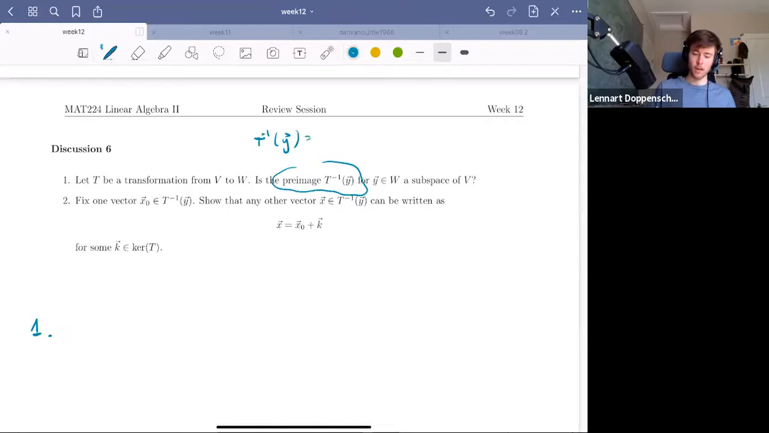This is defined to be all the x in V. So first of all, T is a transformation from V to W. And then T inverse of Y for some Y in W is defined to be x in V such that T of x is equal to Y. So it's all the vectors that are sent to exactly Y.